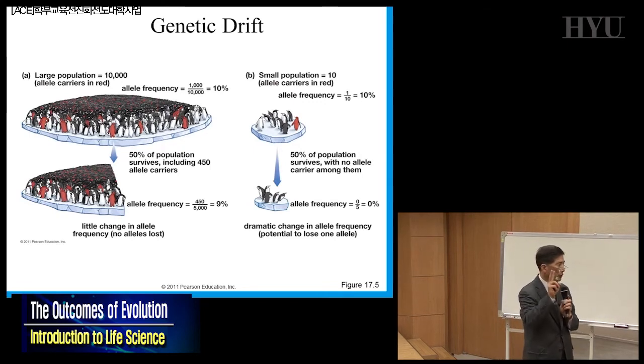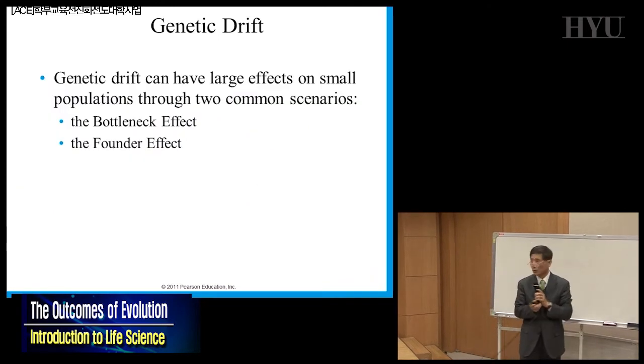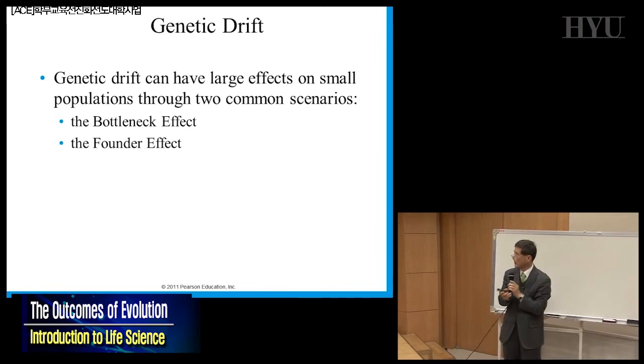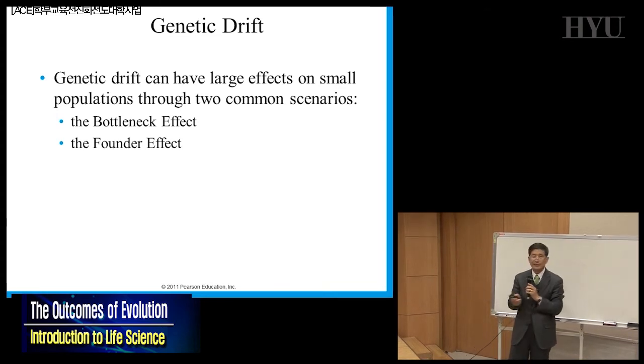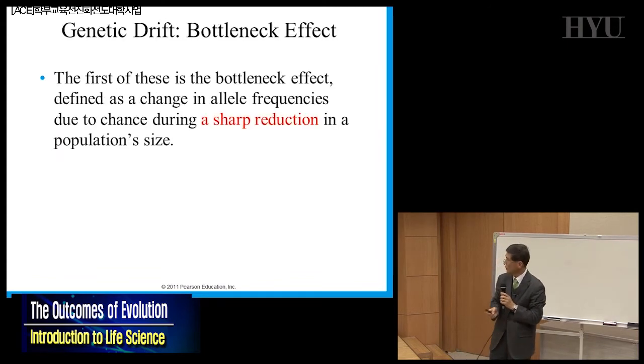There are two cases, called the bottleneck effect and the founder effect. It's the same idea, but a little bit different, so you have to follow. Genetic drift can have a large effect on small populations through common scenarios. The first scenario is called the bottleneck effect. So, bottleneck.